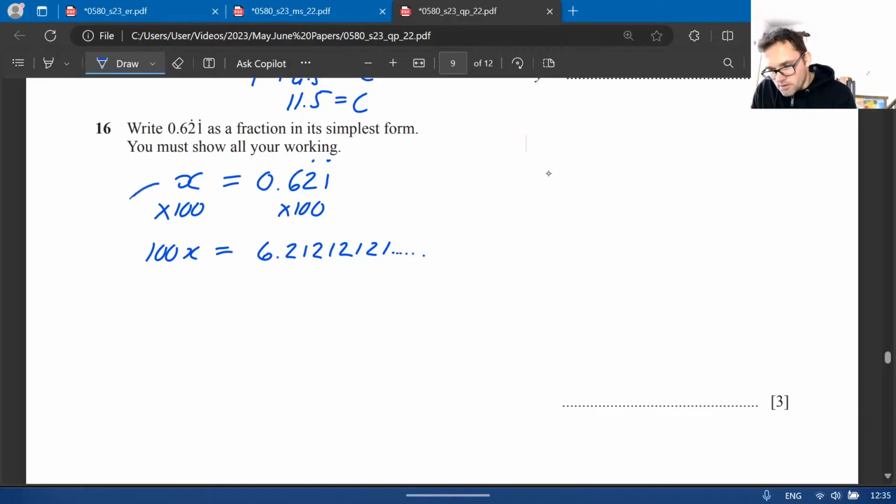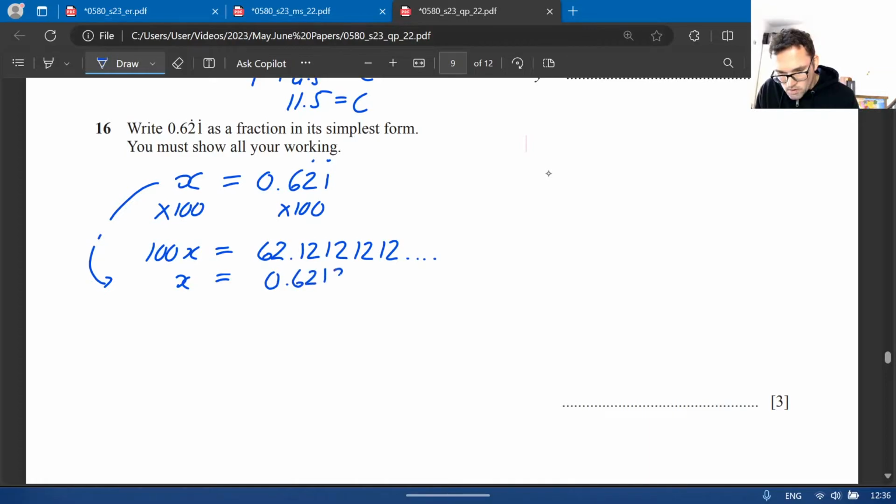Next thing I'm going to do is write that first equation again over here underneath, ensuring I line up the decimal point perfectly. Now, see, I made a mistake there. That decimal point's in the wrong place. Let's just do this again. If you multiply it by 100, it becomes 62.1212. So when I write the next one, it will be 0.6212.